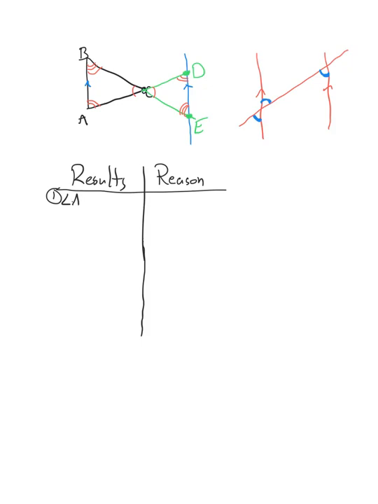So the first one is angle ACB is congruent to angle, what is it? I guess EC, or D, let's keep the correspondence the same, just because. So let me erase that. So it's angle DCE. And why is that? That is because these angles are vertical, so vertical angles. So that's why I know that they're congruent.